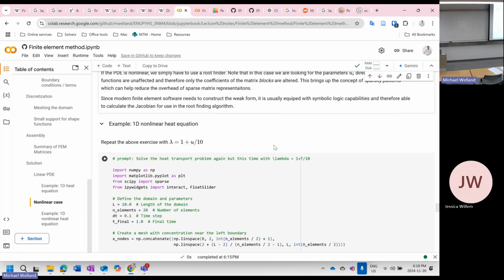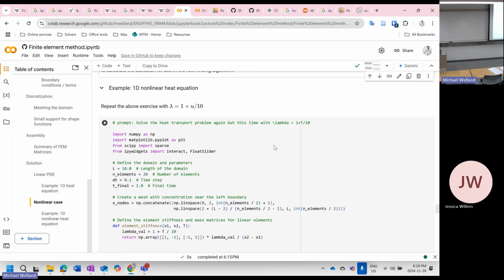With modern software, you have to construct it either in the weak form or just in the strong form, not even the weak form. Usually these systems will have symbolic logic built in. So at this point, you can expect it to be able to calculate the Jacobian by itself. So when we're doing the root finder, it'll calculate its own Jacobian and therefore be more efficient. You don't need to worry about that.